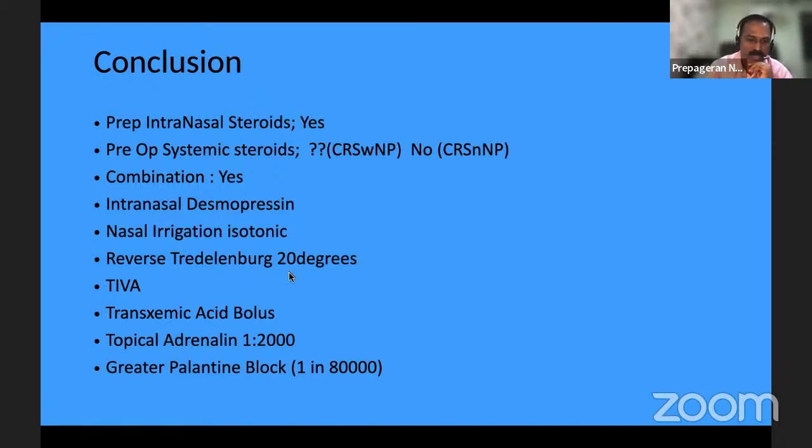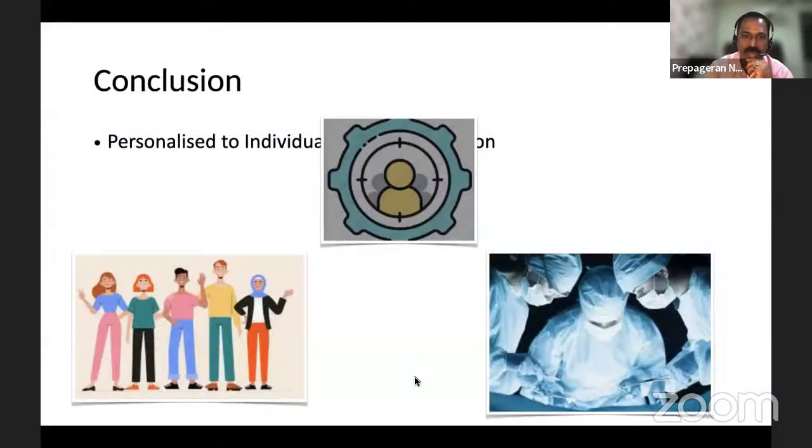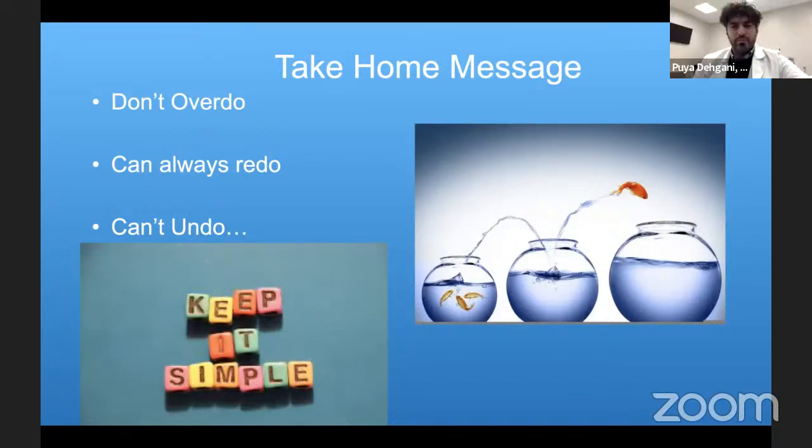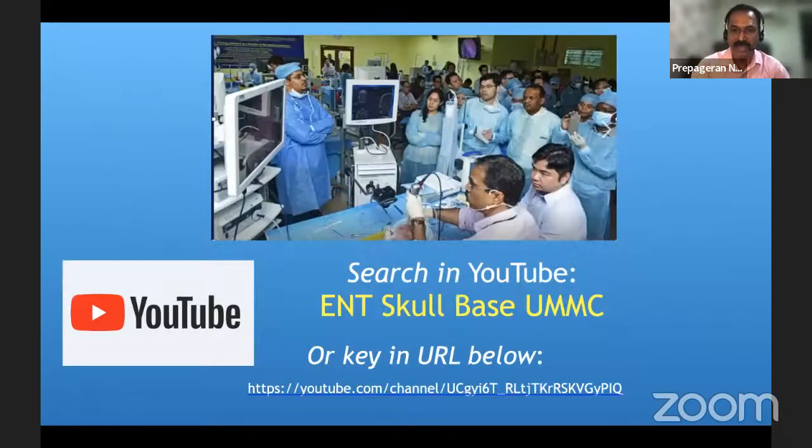Reverse Trendelenburg 20 degrees, TIVA, tranexamic acid bolus intraoperatively, topical adrenaline 1 in 2000, greater palatine block. So these are the evidence for preoperative preparation for FESS. However, you must individualize every case based on your surgical expertise. Don't overdo the surgery, because you can always redo the surgery, but you can't undo. So always make sure the FESS is done appropriately with just enough exposure.